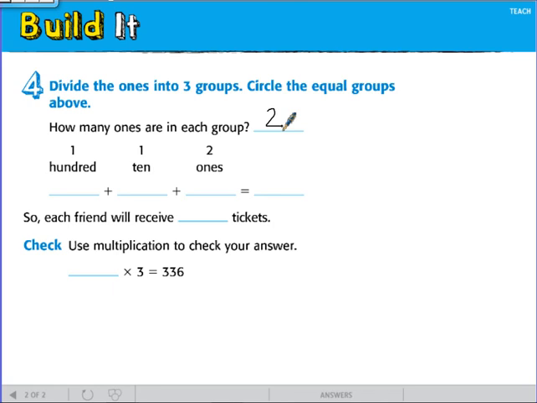Okay. So now we have 1 100, so that is 100. 1 10, which is 10. 2 ones, which is 2. When we add them together, 100 plus 10 plus 2, it equals 112. So each friend will receive 112 tickets. When we use multiplication, 112 times 3 equals 336. So that is correct.